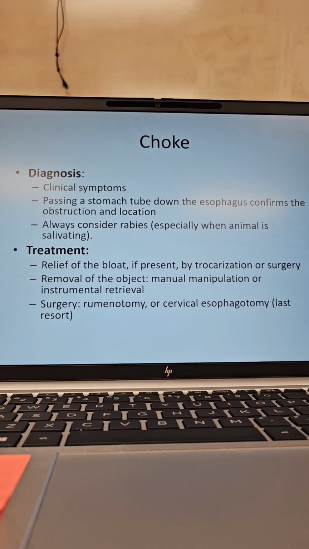And last resort is you would do a ruminotomy or cervical esophagotomy. Depending on where it is, if it makes it to the stomach, you are going to have to open up the stomach and pull that object out. If not, you are going to have to cut through the neck and find where it is in the esophagus and cut that object out. Surgery is expensive. There's recovery time.